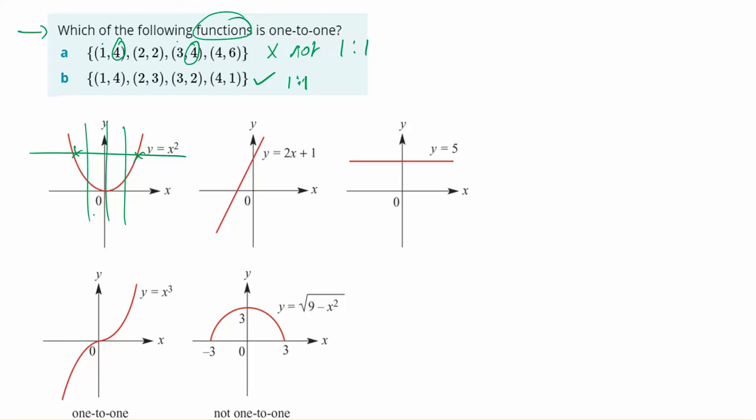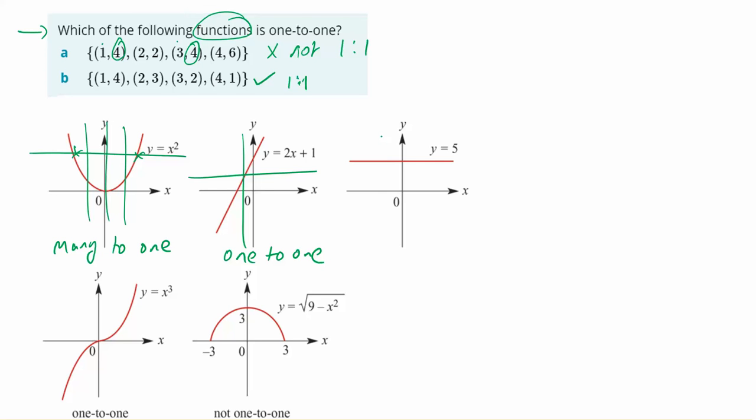So we call this function many to one, because there are many x values per y value. Many to one. Now, this one is going to be one-to-one, because no matter where I draw the horizontal or vertical line, it's only going to cross the graph once, so it's one-to-one.